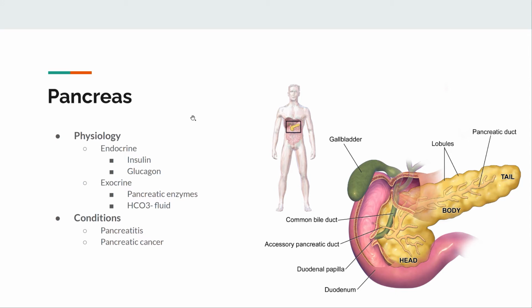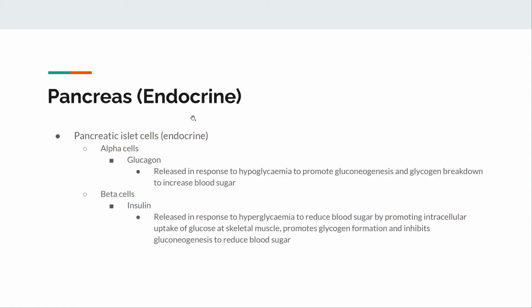Well done making it through our journey so far of the alimentary canal. Let's talk about some of the accessory organs, starting with the pancreas, with physiology and then two conditions, because you don't even really get that in medical school.